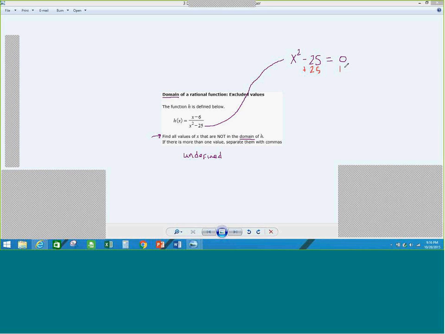So I'm going to add 25 to both sides, divide by the coefficient on the left, and that leaves us with x squared equals 25. And then if I take the square root, I get that x is equal to 5 and negative 5.